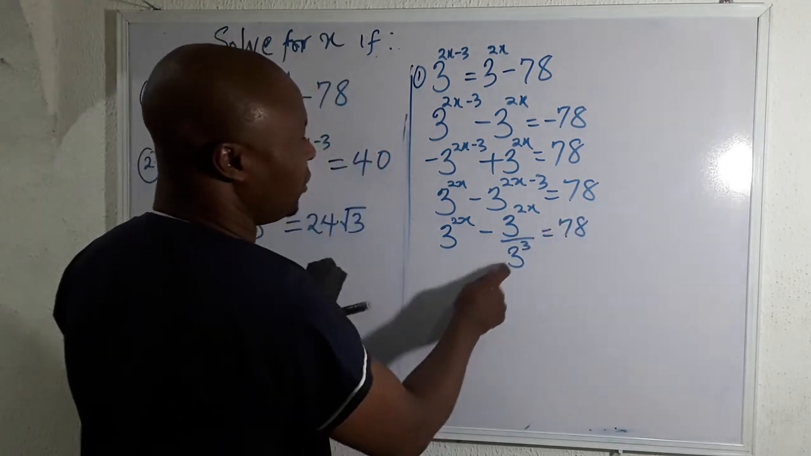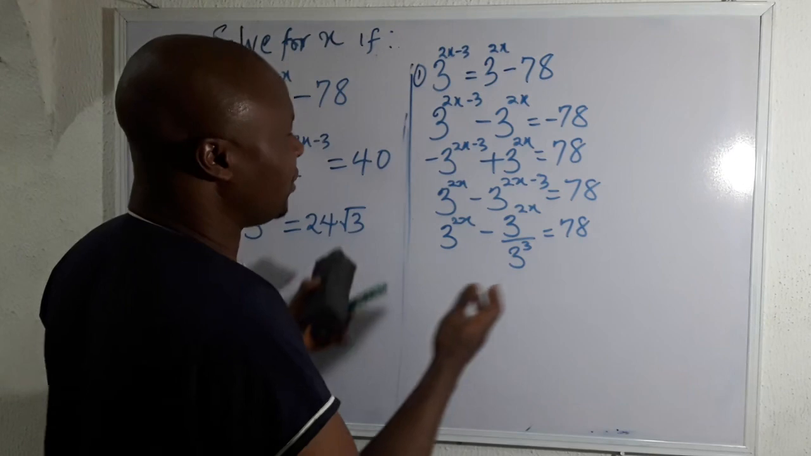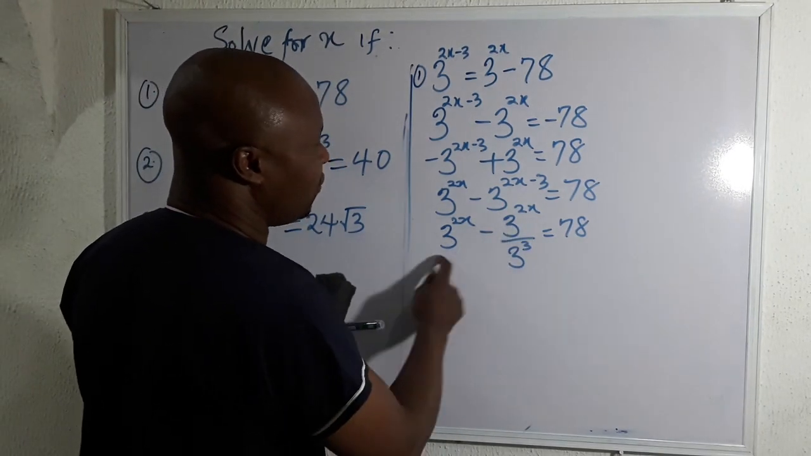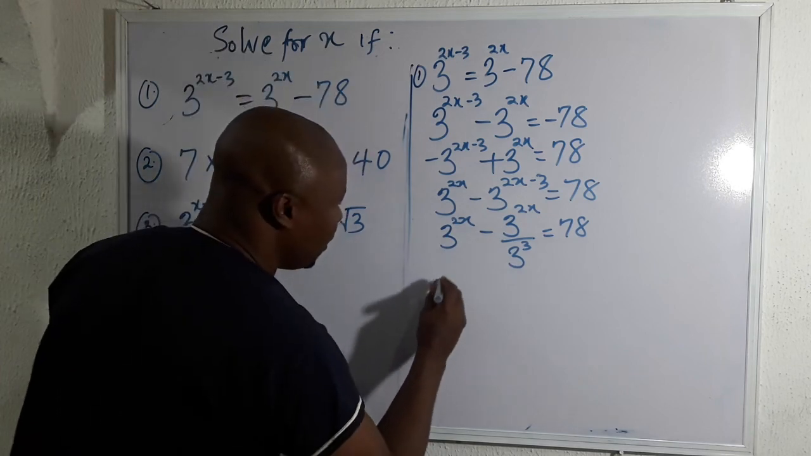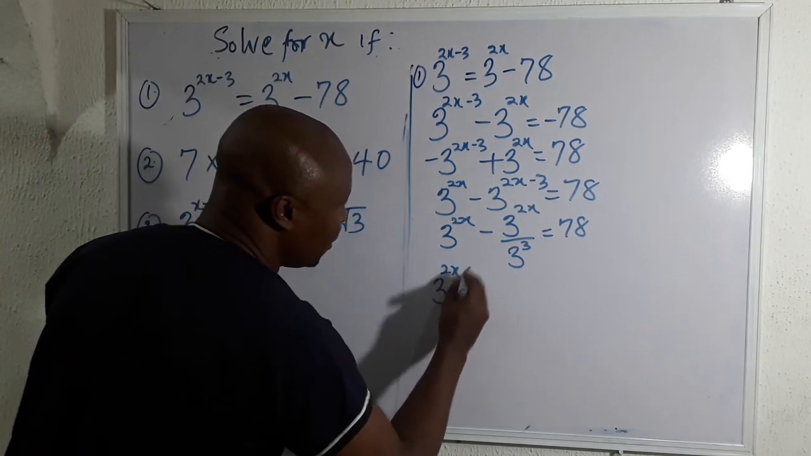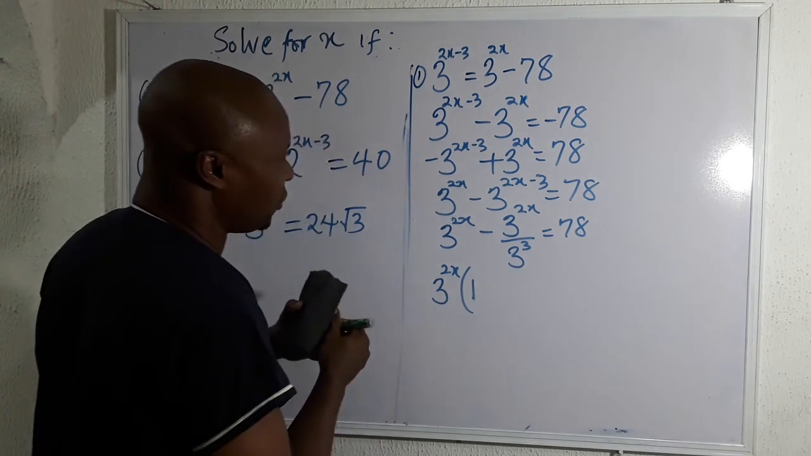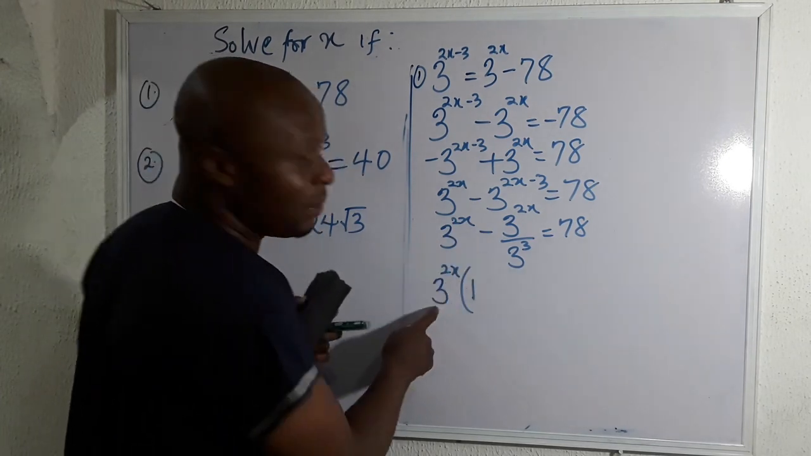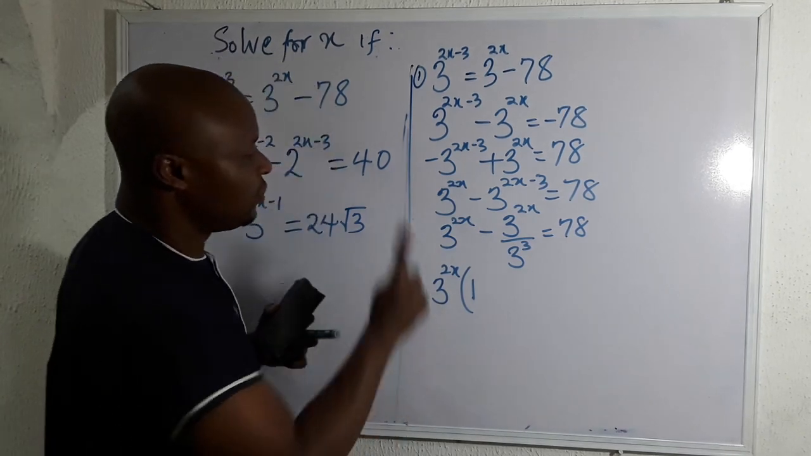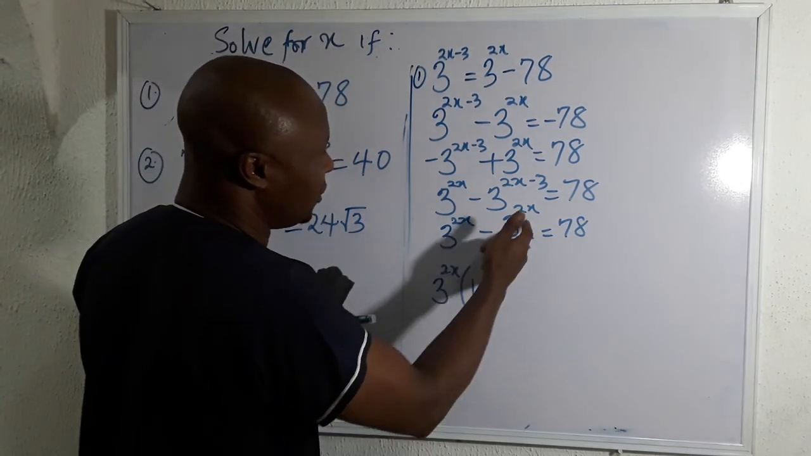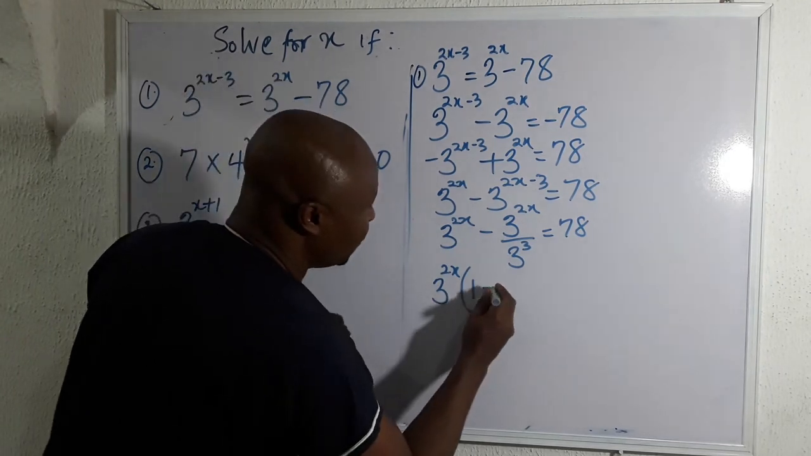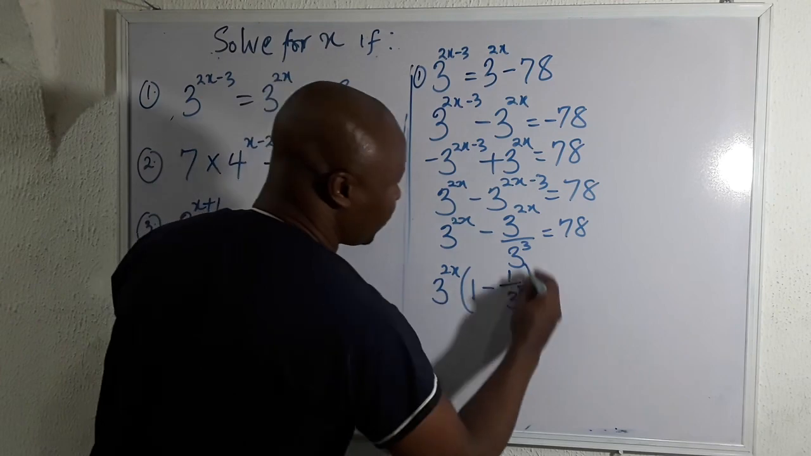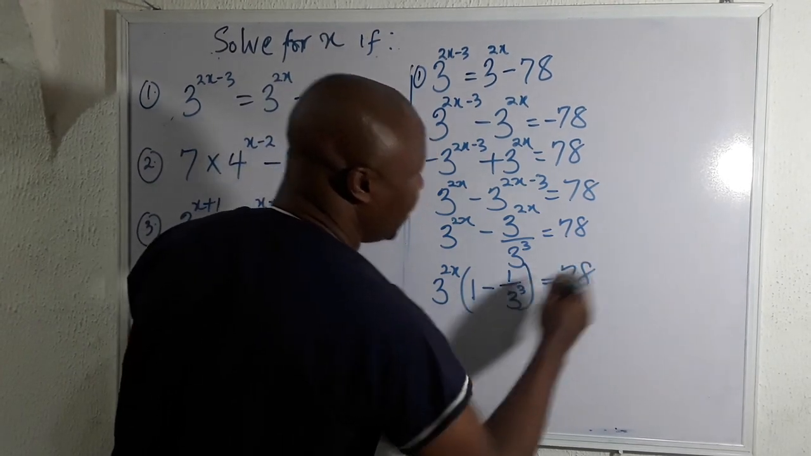So now we can decide to quickly factorize this term. Since it is common, we factorize it out. That will be 3 raised to the power 2x into 1. Of course, we have taken this factor out, so 3 raised to the power 2x divided by 3 raised to the power 2x will give us 1. So what we have is minus 1 over 3 raised to the power 3. That will be equal to 78.